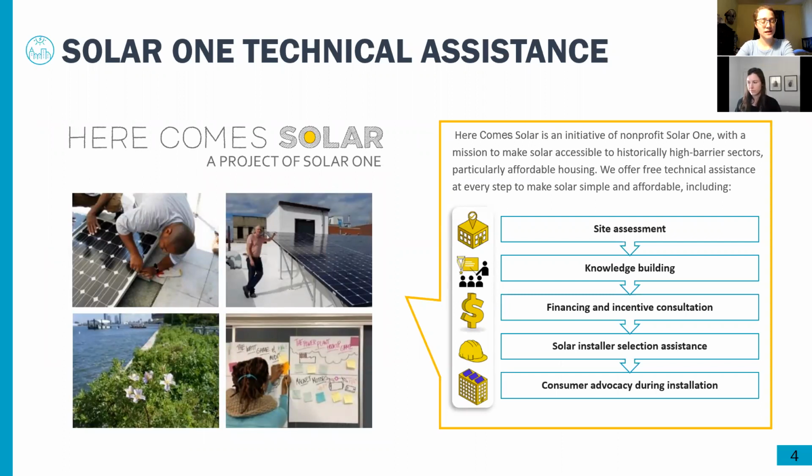Solar One is an environmental education nonprofit. We do all sorts of different things. There's a workforce training component on solar and energy efficiency and other building trades. We have a clean energy education program in New York City public schools. We have a park on the East River, and the Here Comes Solar program is specifically created to address all of those barriers and make it just as easy for New Yorkers to go solar as anyone else in the country.